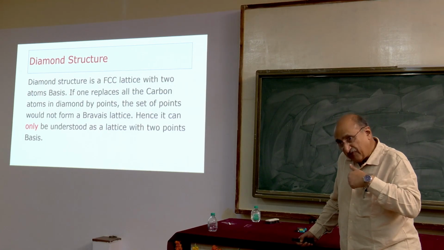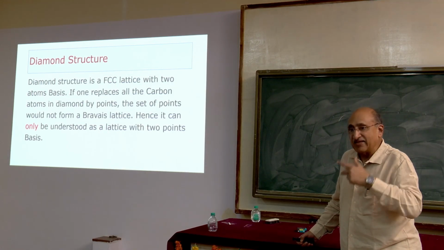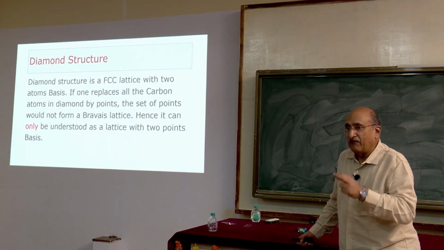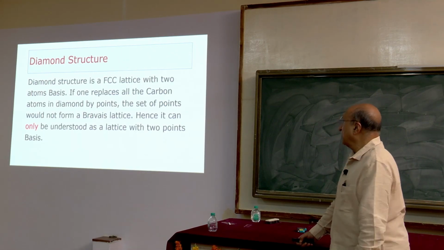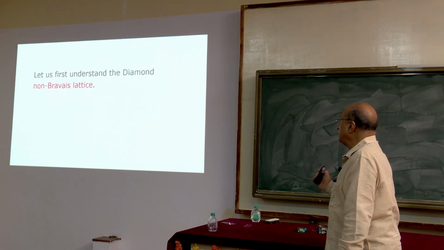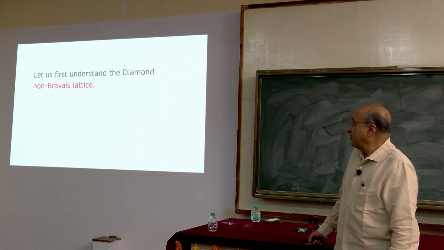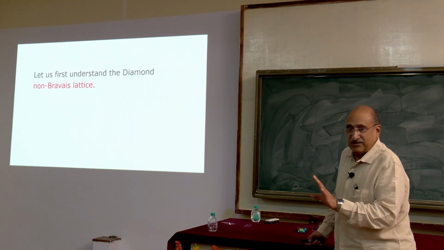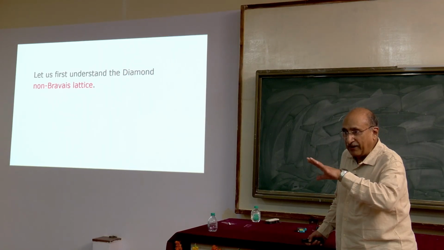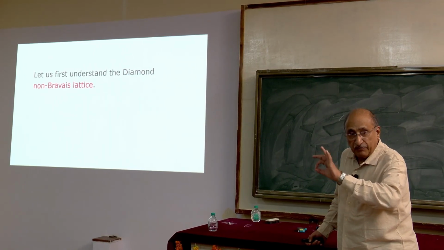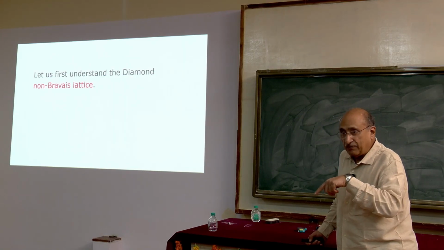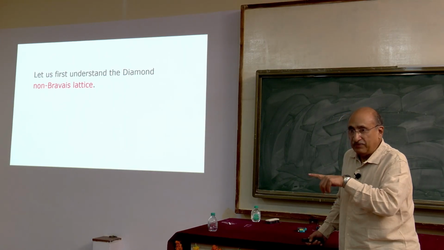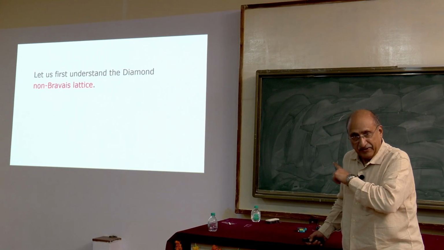So, in solid state physics language, I will treat this as a face-centered cubic lattice, where at each point you are putting 2 atoms of carbon. Okay? Let us first understand the diamond non-Bravais lattice. So I am just replacing all the carbon atoms and showing them by points. Only the non-Bravais lattice I am showing. How to represent it by lattice and basis, I will discuss later.